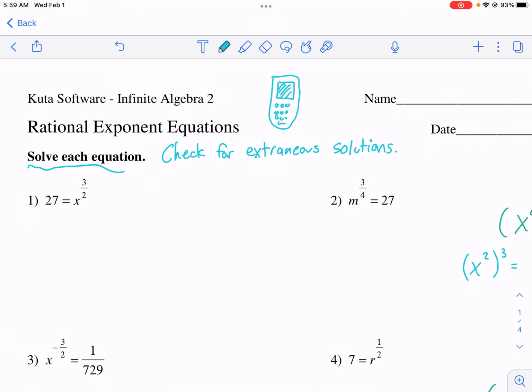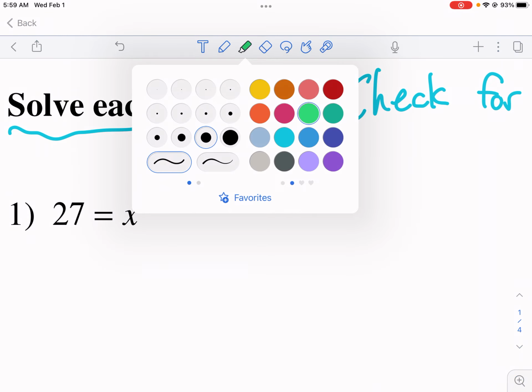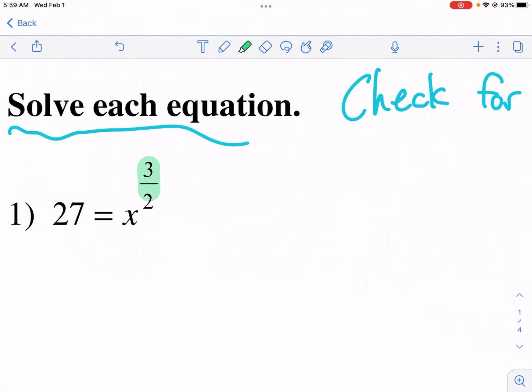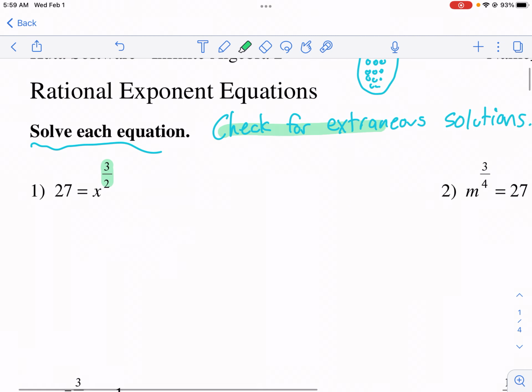So what is a rational exponent? A rational exponent is one that has a ratio, a fraction, for an exponent. Okay, so that's something to keep in mind. Anytime you're dealing with rational exponents or radicals, you need to check for extraneous solutions. Let me highlight that. Make sure you check for extraneous solutions.